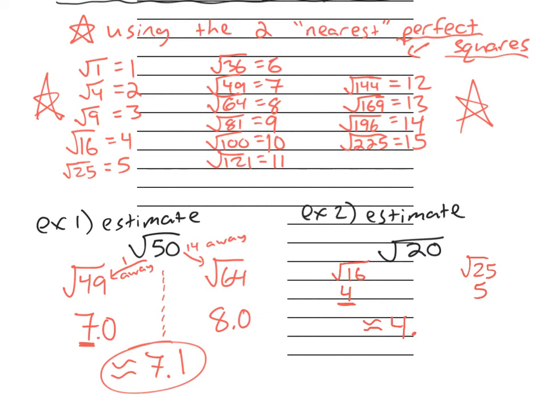Now let's look at the space between. 20 is 4 away from 16 and 5 away from 25. So is it exactly in the middle at 0.5? No, but it's really close. Maybe 4.4. I would even give you maybe 4.5. All right, let's see how close we were. May the math be with you.